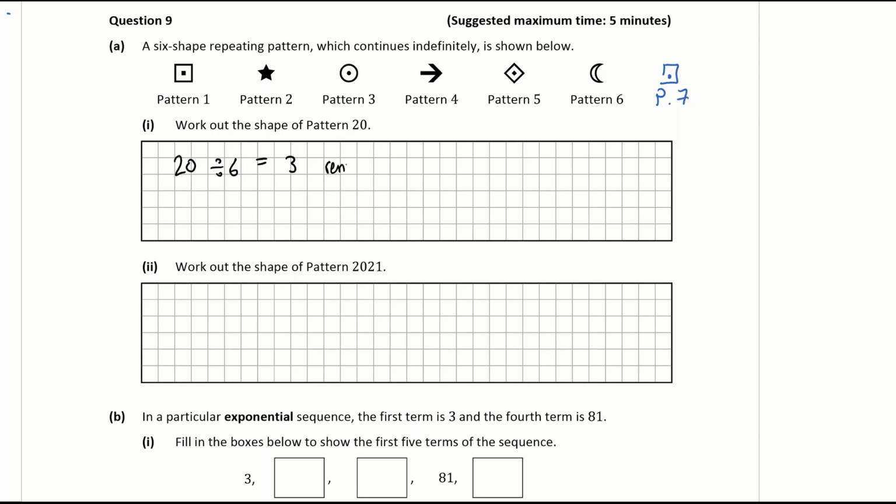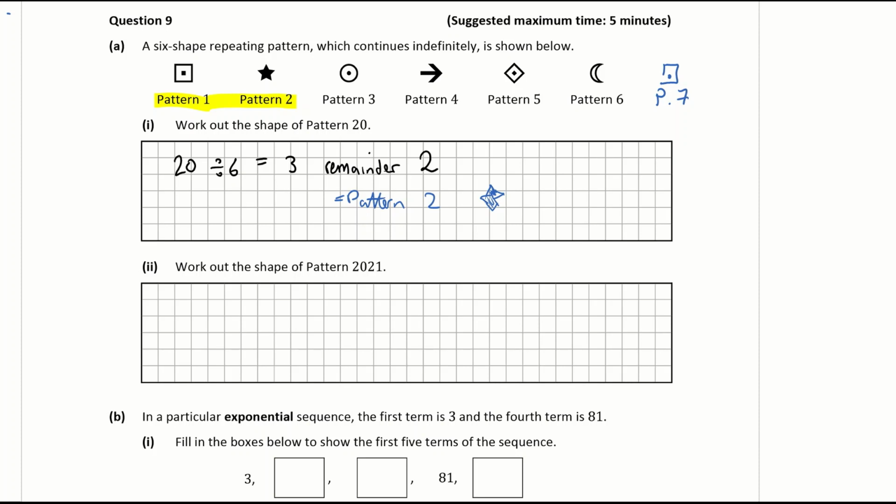So I'm looking for what's left over here. And that remainder will tell me how many places I now need to go up. So I need to go up 2 places. So there's 1, 2. So in other words, the 20th pattern is going to be the same as pattern number 2, which is going to be the star. And again, we don't need to draw the star. It just has to be labeled as pattern 2. But that's how we find the shape of pattern 20.